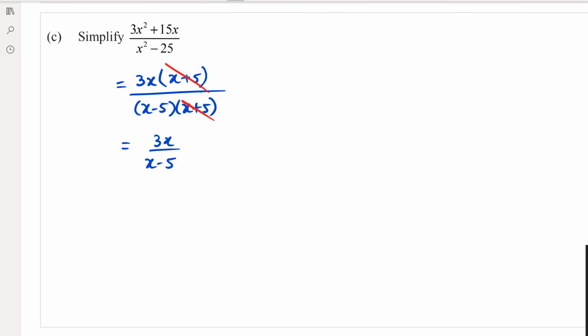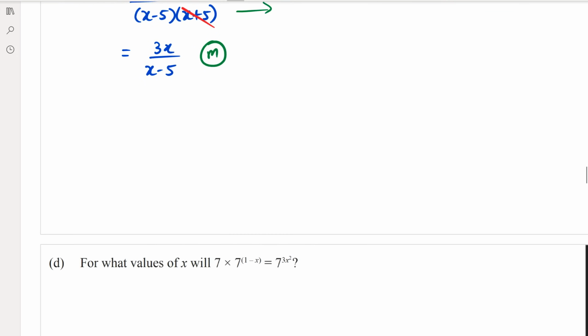Now, this is one of those easy merit questions, because that gets you a merit right there. Correct factorizing of the numerator or denominator, one of these gets you an achieved. All right, let's go to question D.